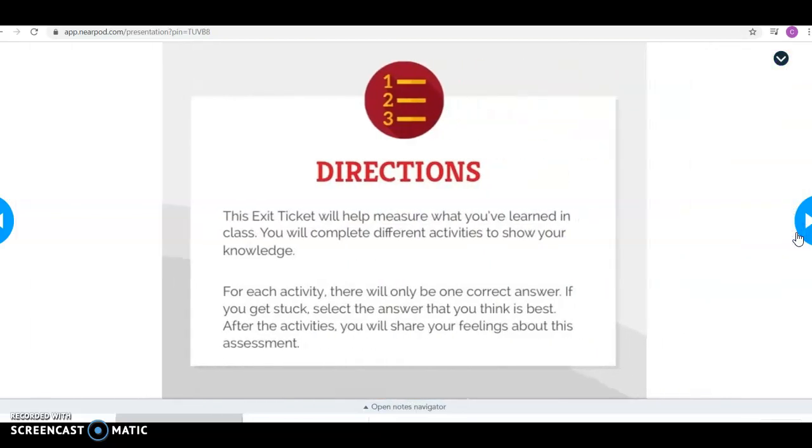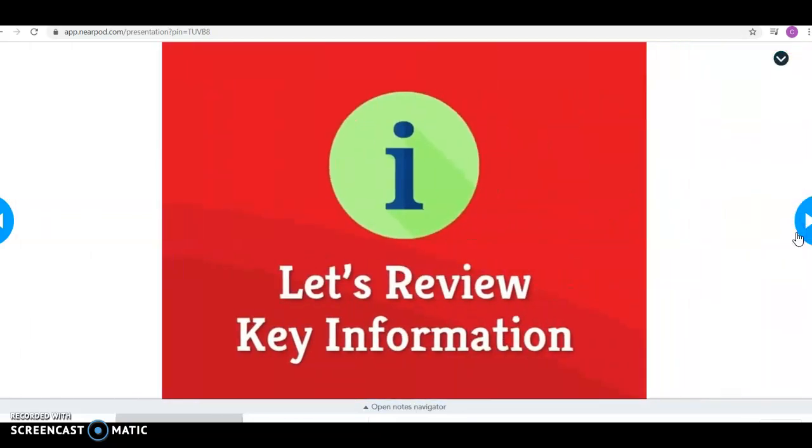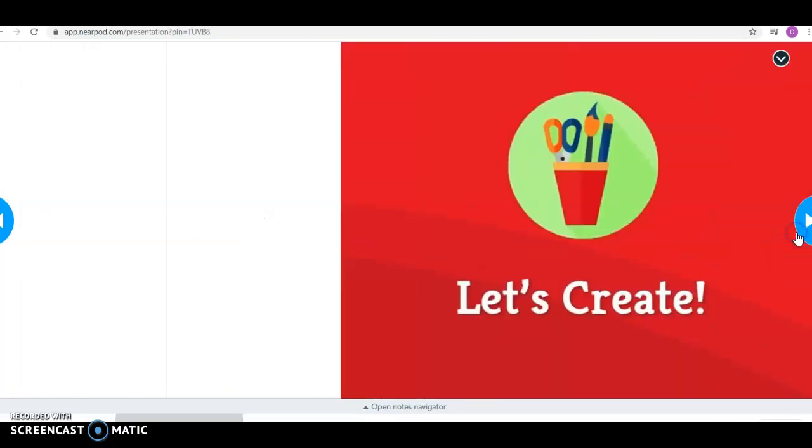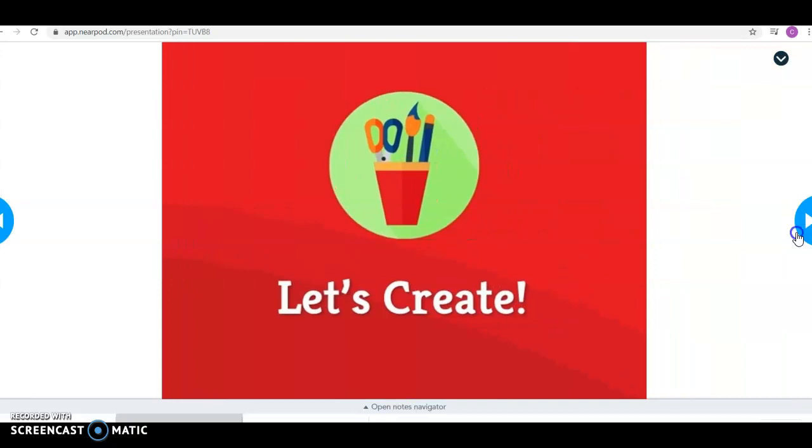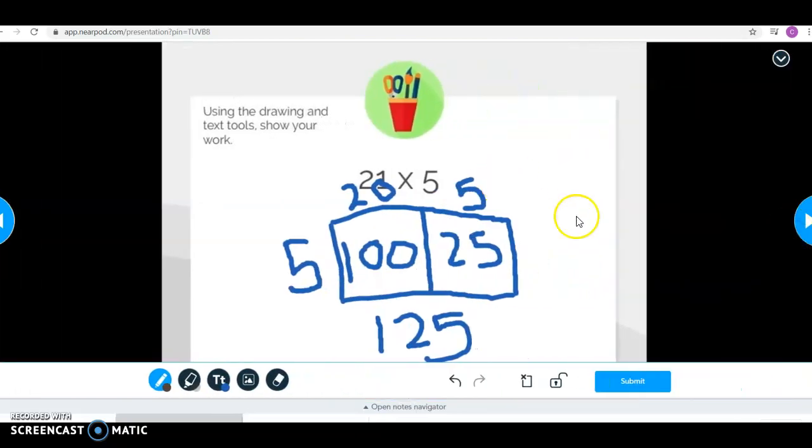It first goes through a review of the key information. Once the students go through the review, then they are asked the questions. This one I had previously done. I had already started this. The students have to answer the questions in order to move on.